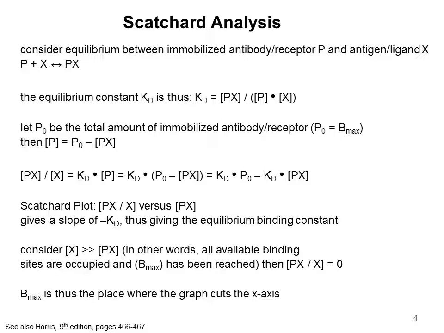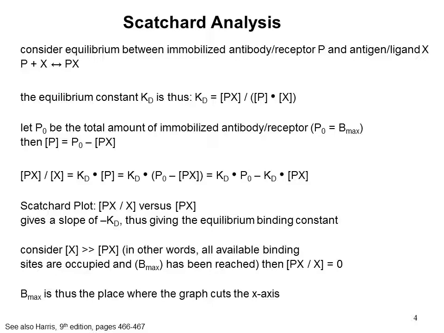The basis for a Scatchard analysis is an equilibrium between the immobilized antibody or receptor and the ligand, here called the antigen X. P plus X is in equilibrium with the complex PX. The equilibrium constant KD can be described as KD equals PX divided by P times X. If P0 is the total amount of immobilized antibody in the assay, then P0 equals Bmax in the Scatchard nomenclature. That means that the free amount of antibody P is the difference between P0, the total amount that is present, minus PX, the amount of antibody that has formed the complex.